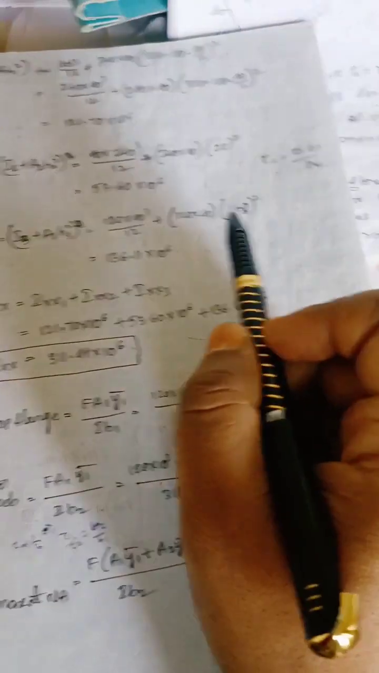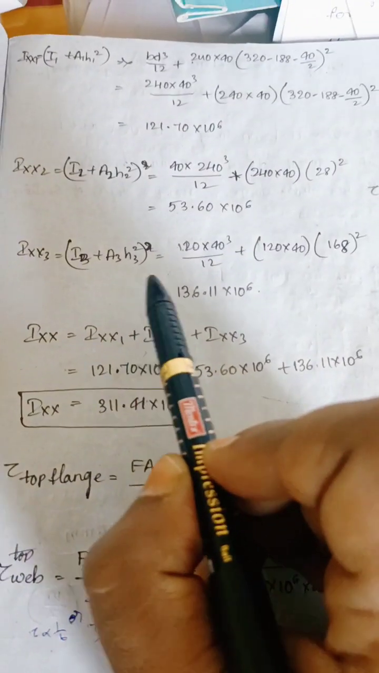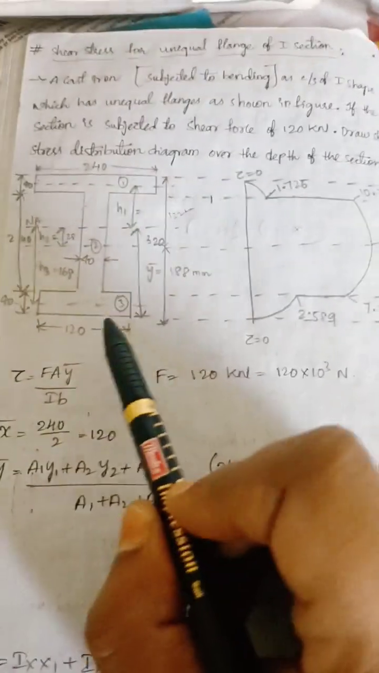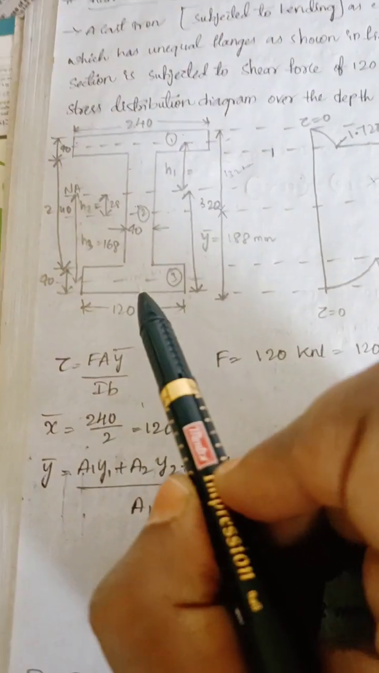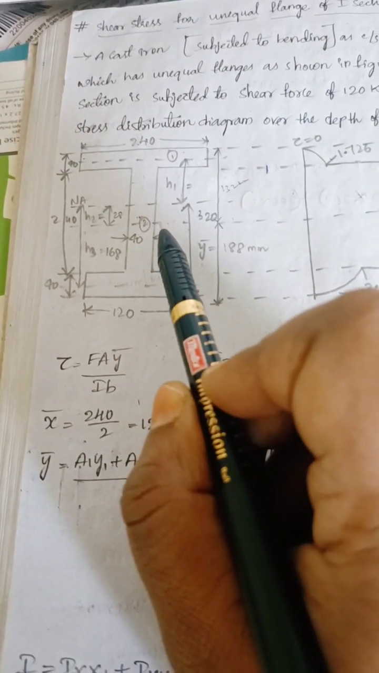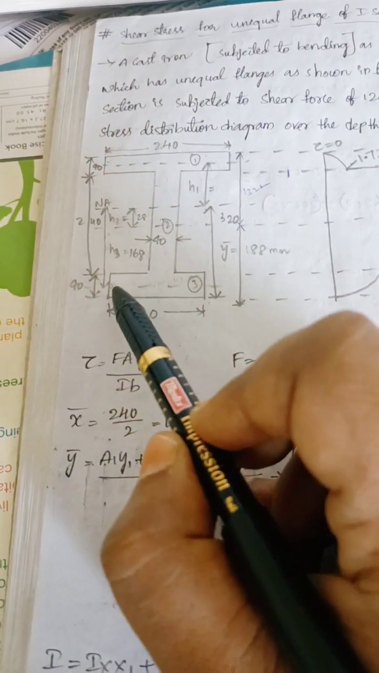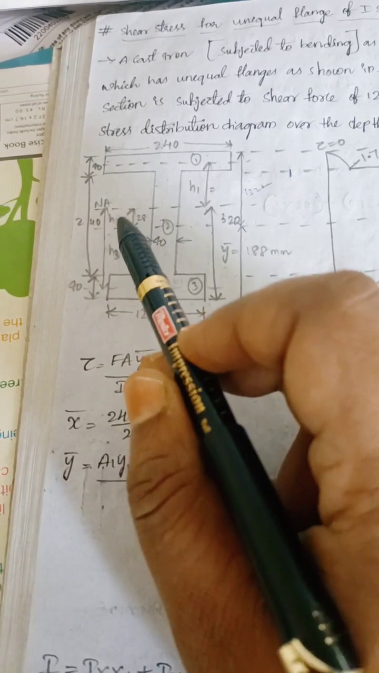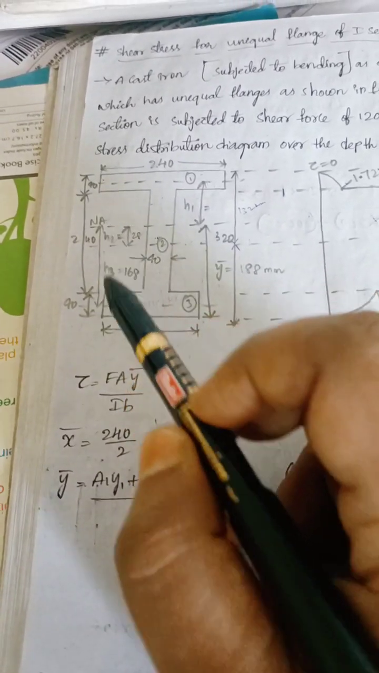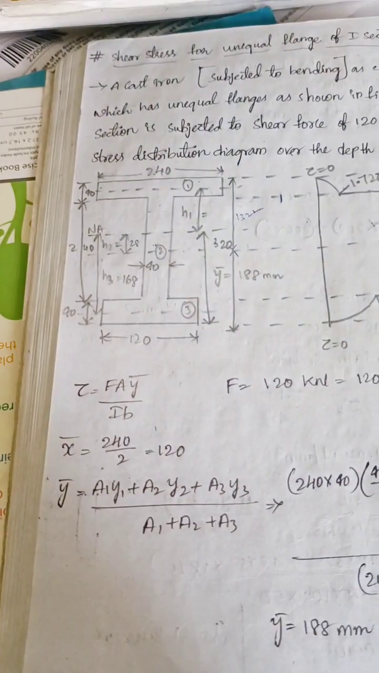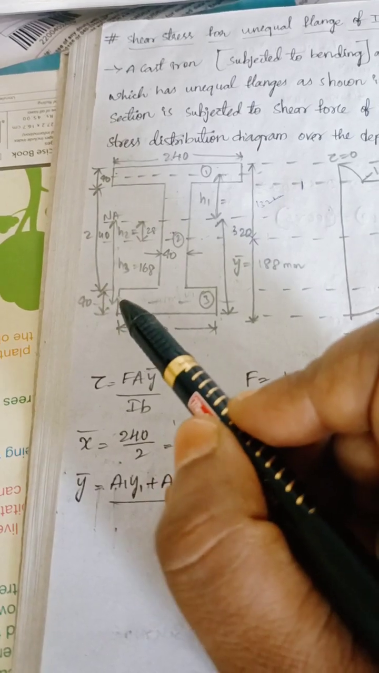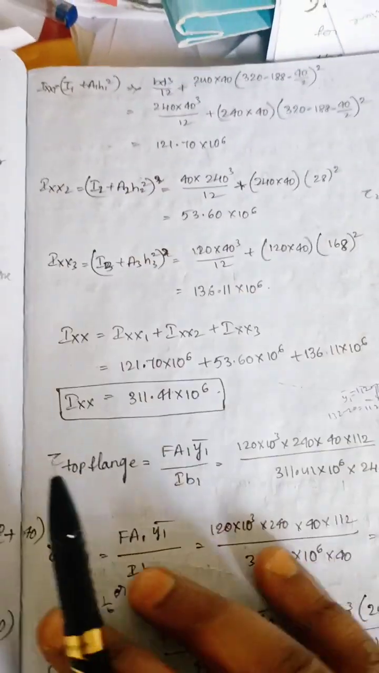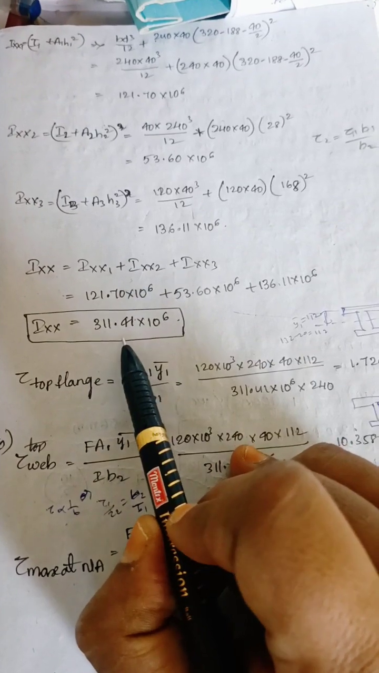Next, 28 square. Then Ixx3 for this portion: I3 plus a3 h3 square. I3 is 120 into 40 cube by 12 plus a3, 120 into 40, and h3. What is h3? Distance between the overall neutral axis and the neutral axis of this portion. So h3, if we calculate, we will get 168. So 188 minus 40 by 2. So 168. If we calculate, I will get 311.41 into 10 power 6.